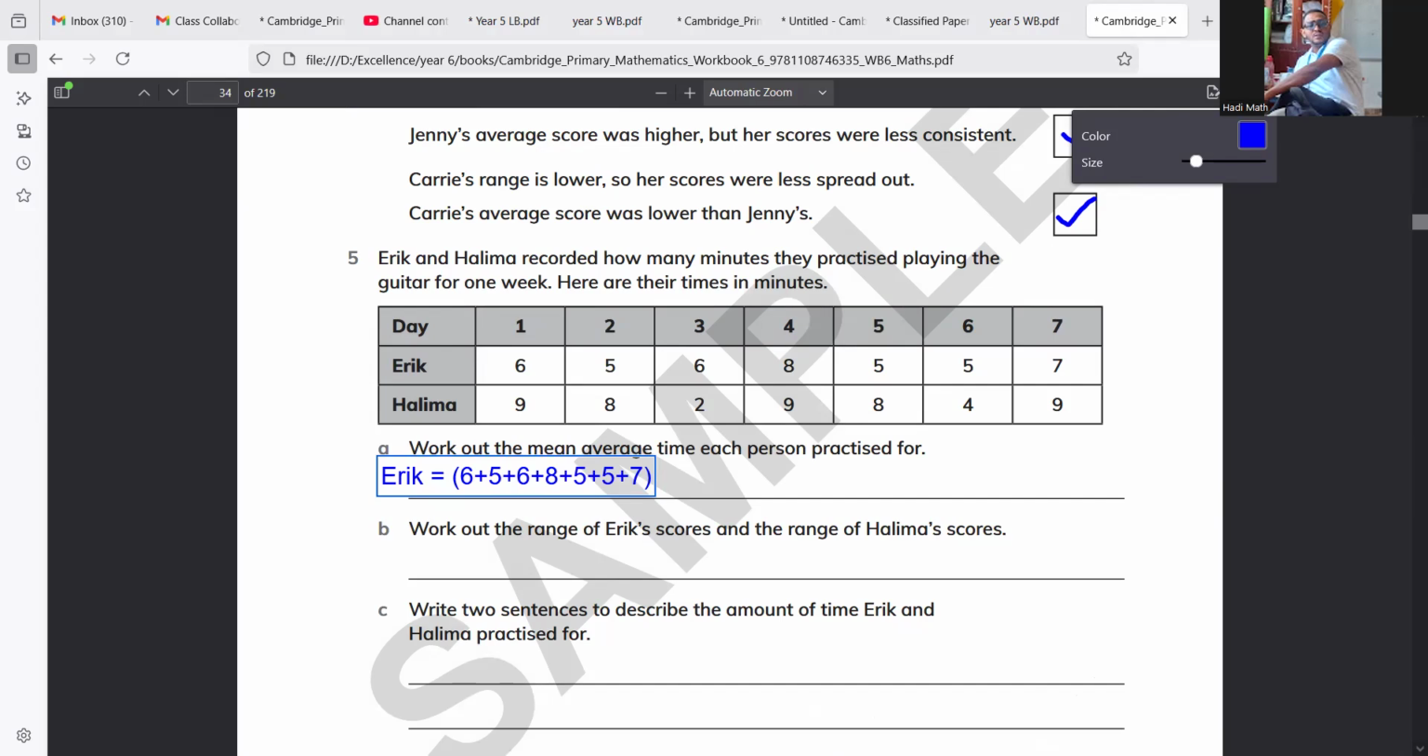So we add them all together and divide by 7 because their number is 7. When you add them together, they equal 42. And 42 divided by 7 is equal to 6. So the mean for Eric is what? It is 6. Then we go and see what it is for Halima.